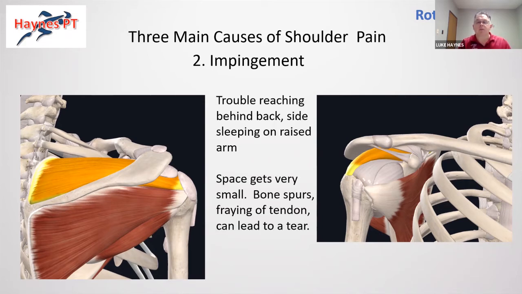Here we tend to have trouble reaching behind our back. This is side sleeping on a raised arm. Again, the space gets very small. We get some bone spurs. We can get some fraying of the tendon out here, and that can lead to a small tear.